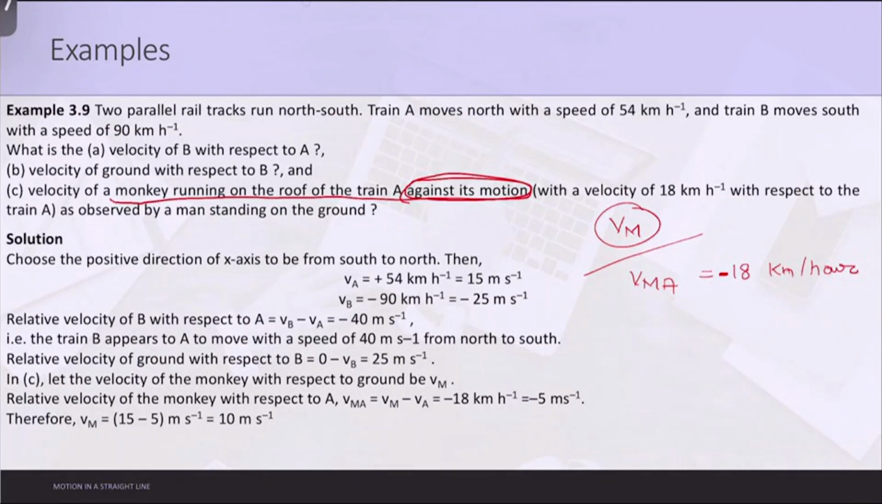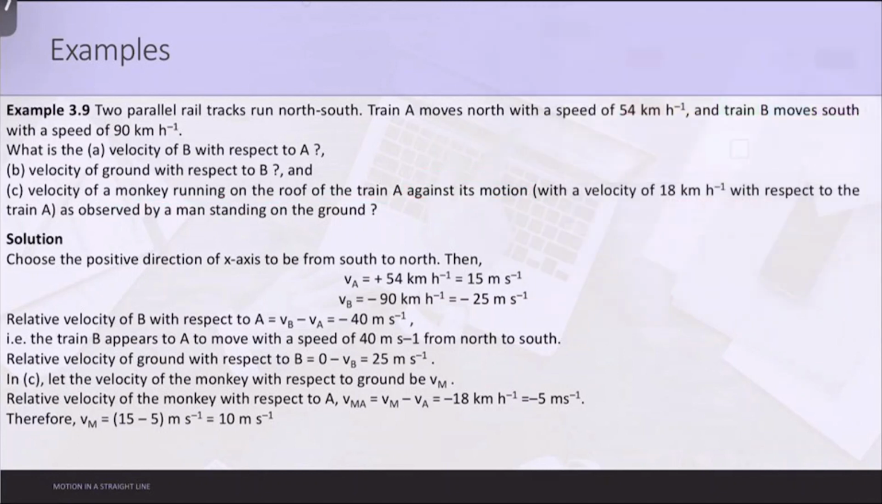Okay, so just putting everything now, everything is just in mathematical form only. So minus 18 changed by 5 by 18 gives minus 5 meter per second. So the velocity VMA is nothing but equal to velocity of M minus velocity of A. This velocity of M is what is required here.